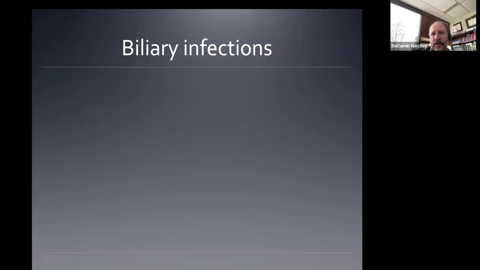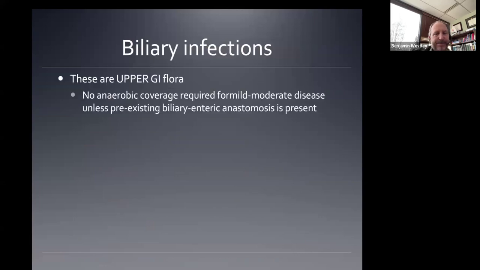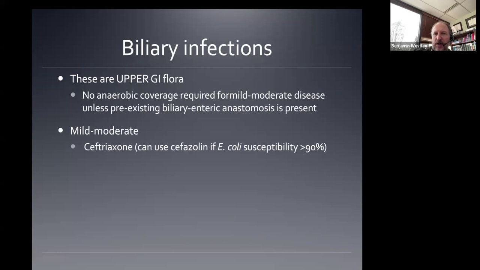So now we'll just briefly talk about biliary infections. Those are caused by upper GI flora, which makes sense because the biliary tract drains into the second part of the duodenum. So it's really upper GI tract. And most of the time, anaerobes are not present. However, if a patient had a biliary enteric anastomosis, this is basically like if they had a gastric bypass procedure, a Whipple procedure, then lower GI flora can get up in there. But in otherwise healthy people, it's usually just upper GI flora.